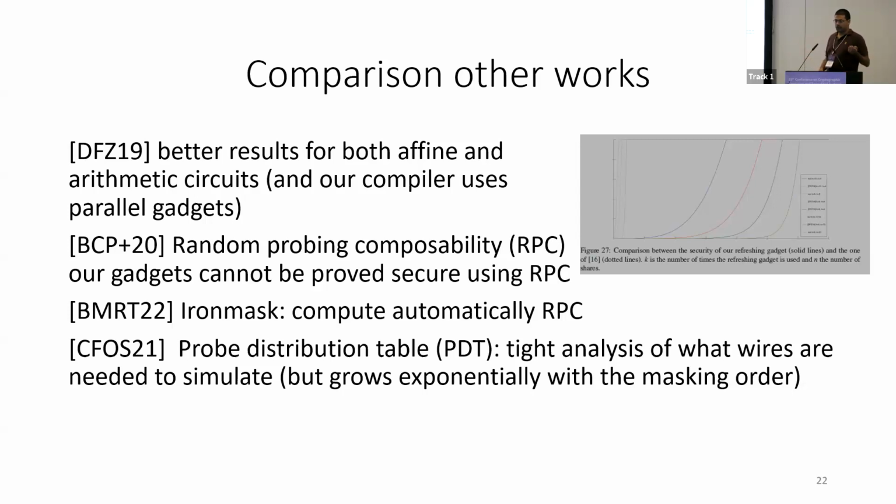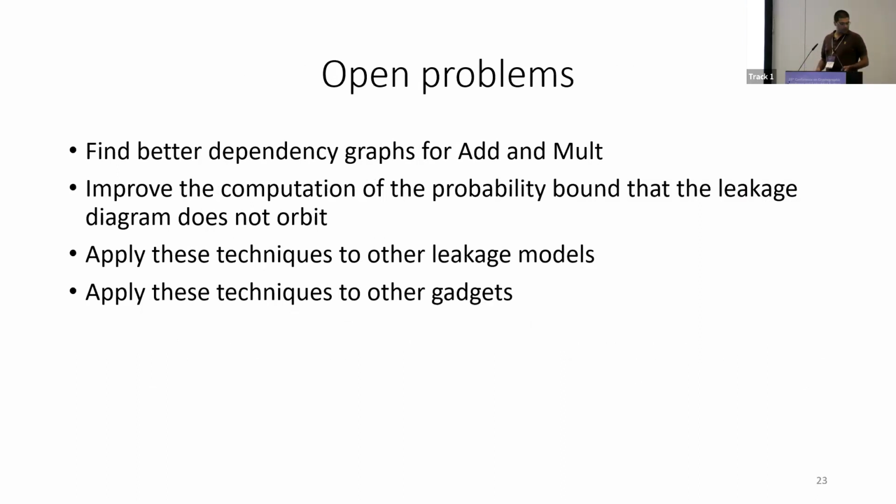And there is the probe distribution table work from Cassiers and Standaert, which gives a tight analysis of what wires are needed to simulate. But the problem is that these tables grow exponentially with the masking order. So as open problems, there is the problem to find better dependency graphs for the addition and multiplication, because we are putting so many variables on the same edge. It would be nice to avoid this. We also need to improve the computation of the probability bound of the leakage because our estimation is really, really rough. And it could be nice to apply these techniques to other leakage models or other gadgets.